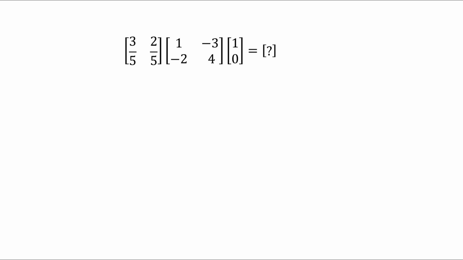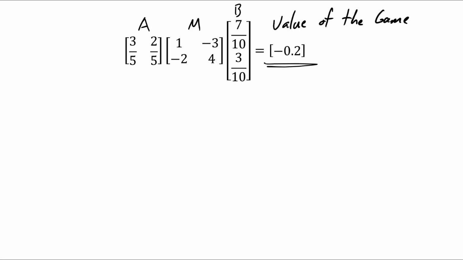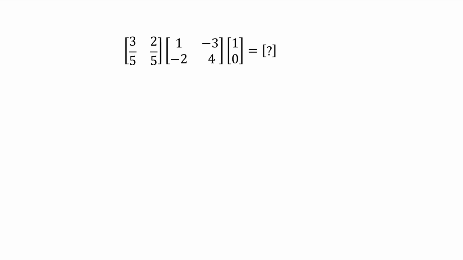What would happen? So that was, I'll go back real quick. A choosing 3/5 and 2/5, B choosing 7/10 and 3/10. What would happen here if A played their optimal strategy, 3/5 and 2/5, but B didn't?